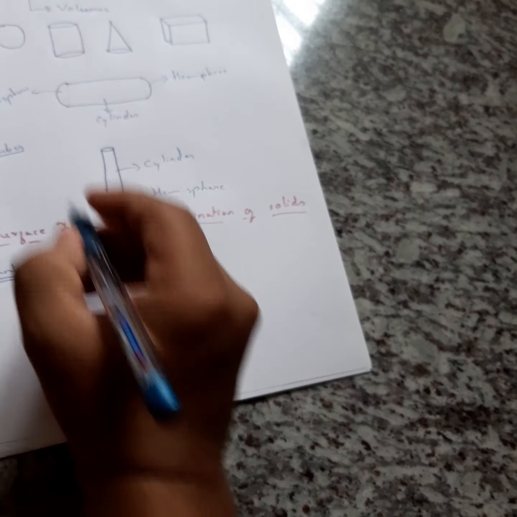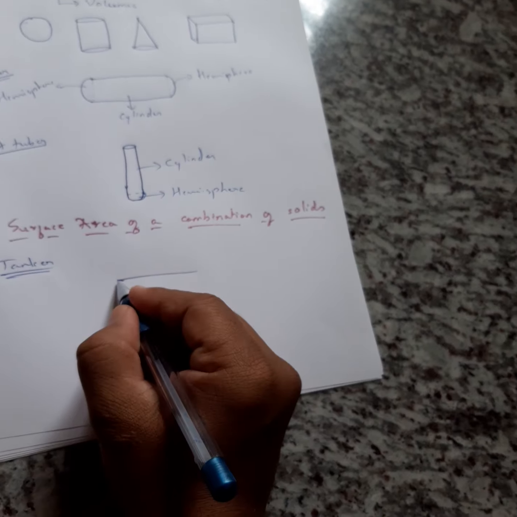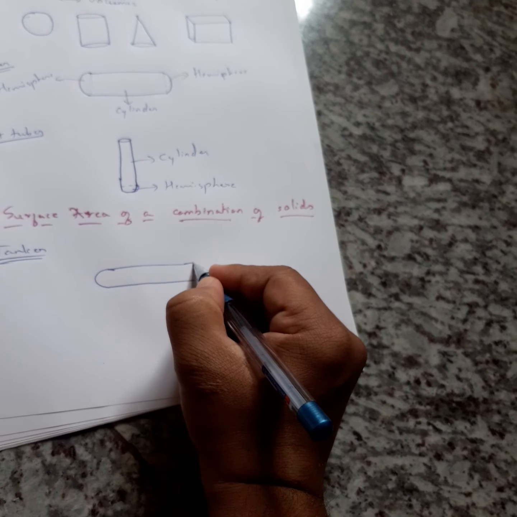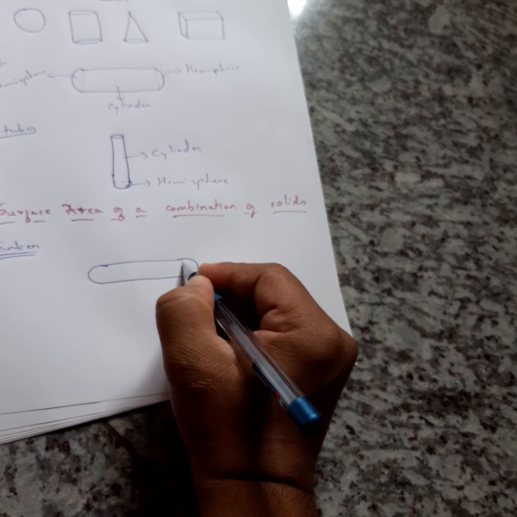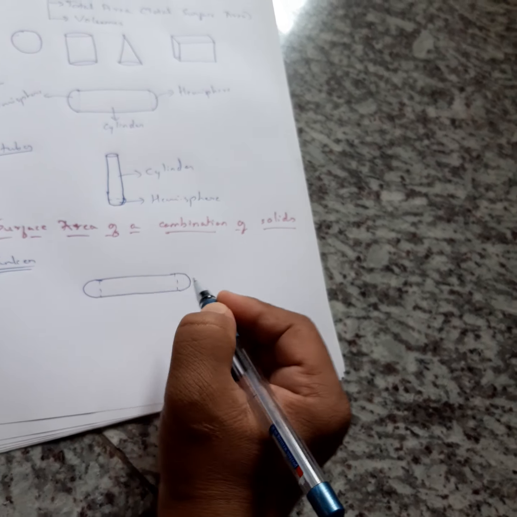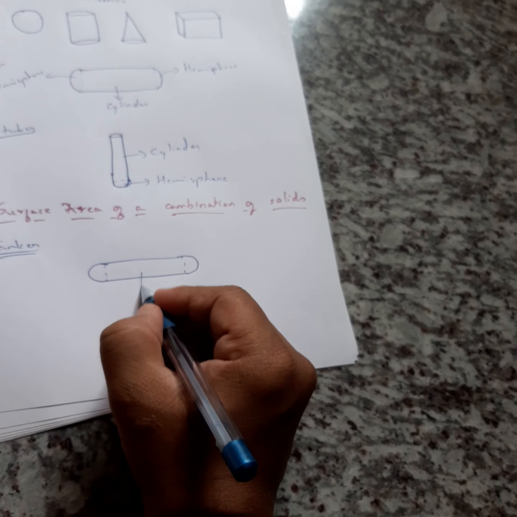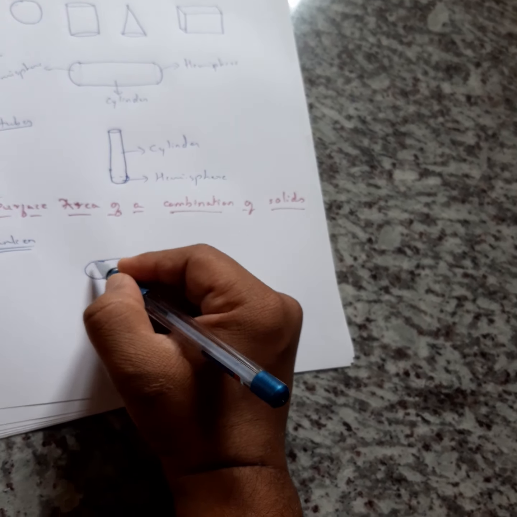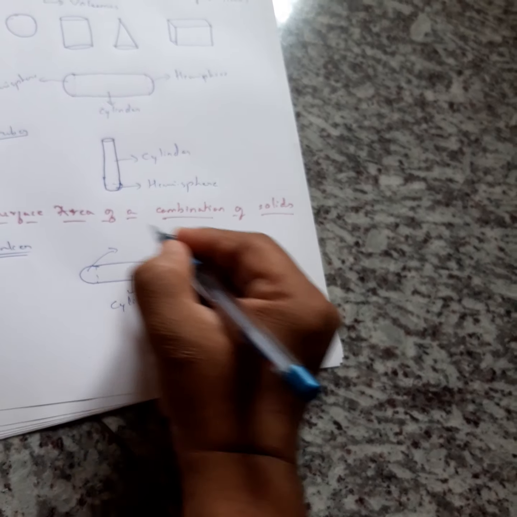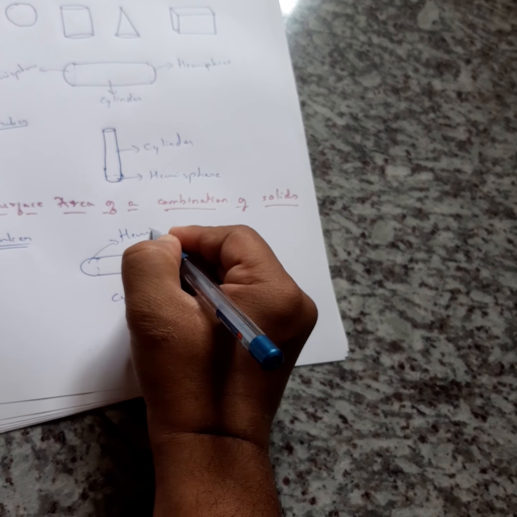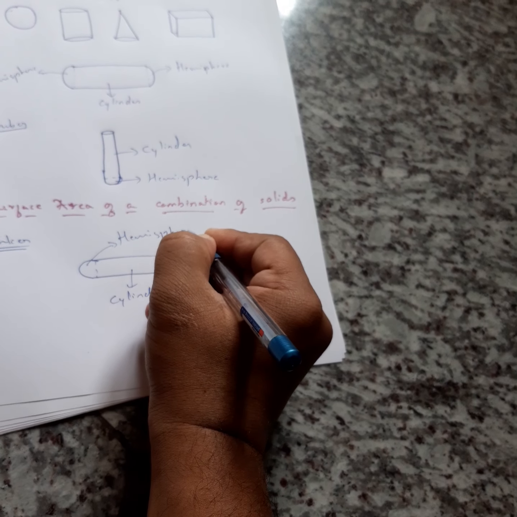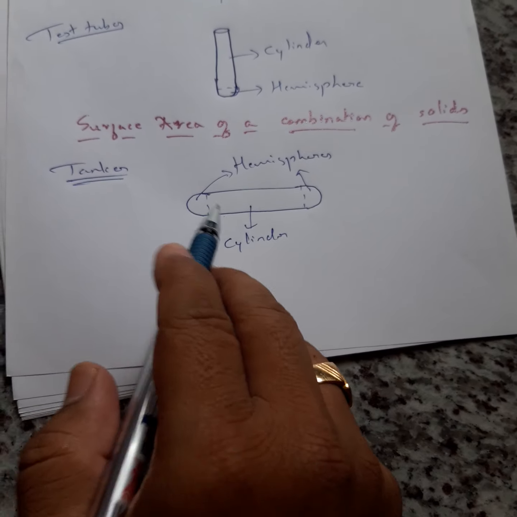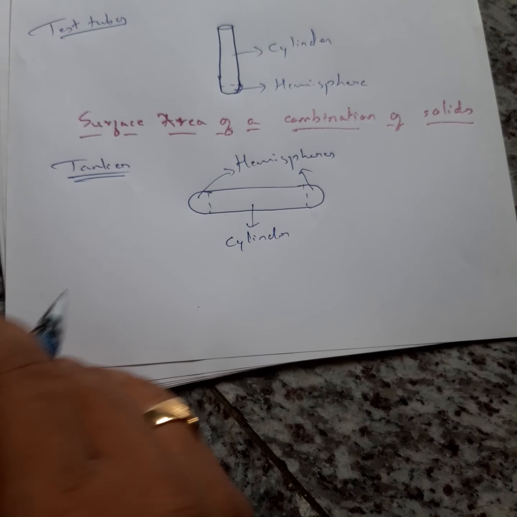If I see the tanker, as I explained above, it has three solids. One is a cylinder and two hemispheres. So one cylinder and two hemispheres.